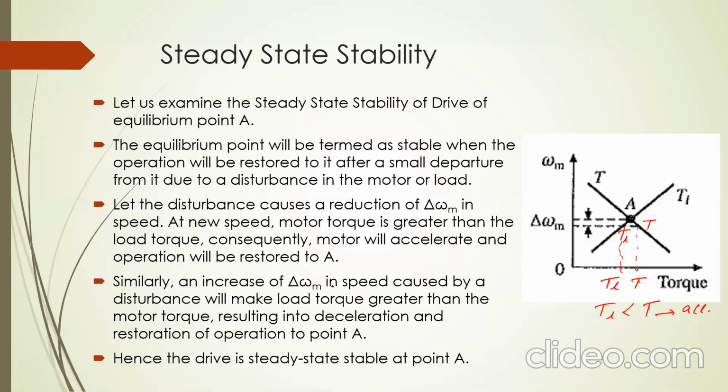Similarly, an increase of delta omega m in speed caused by the disturbance will make load torque greater than the motor torque, resulting in deceleration and the restoration of operation to point A. We have seen that because of disturbance, if the speed is increased and the operating point is a stable equilibrium point, then operation will again restore to the original point. So we can call that the drive is steady state stable at point A.